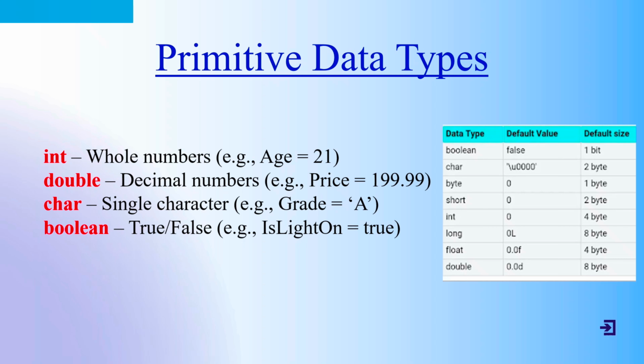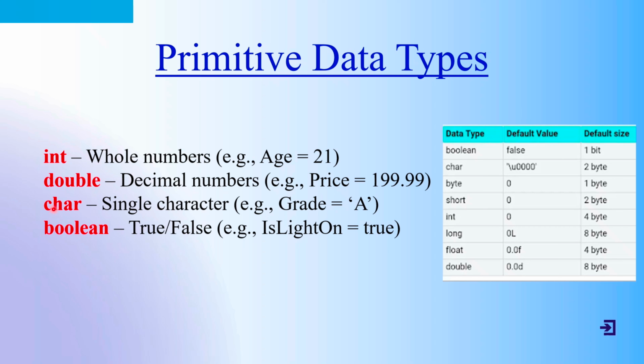Example, book price is 199.99. Double has more precision in the decimal point compared to float, but float and double both are used for storing decimal values. We can use both depending on our requirement.